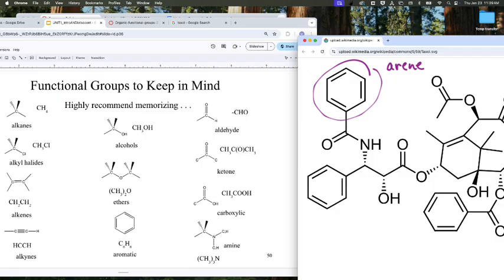We good? Okay, so back to Karina's question. What other functional groups are present?